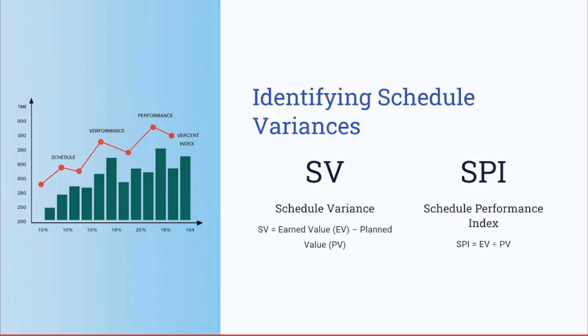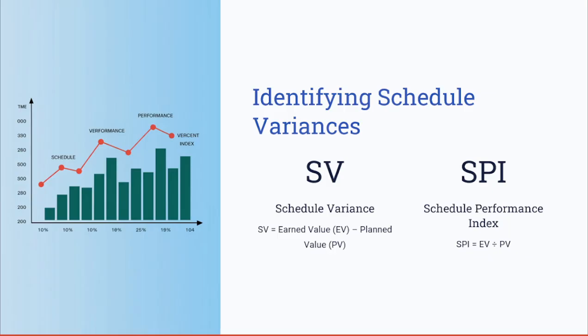So the key points here are schedule variance, which is the SV, and the schedule performance index, which is used to measure the schedule performance. And we have key formulas that can be used when working with earned value management, or the EVM formulas. The first one is SV, which is the schedule variance.